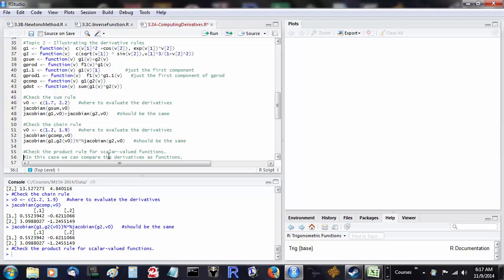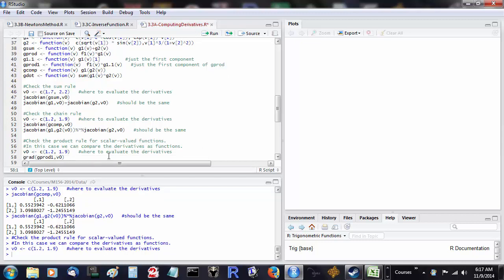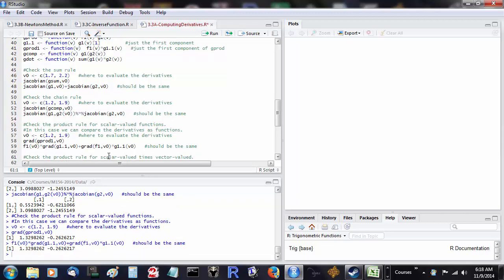First, let's try the product rule in the case where you are going to be proving it, where both functions are scalar valued. Pick an evaluation point. The function that we got by multiplying two scalar functions together was called gprod1, and there is its gradient, or if you want to read it as a row, its Jacobian matrix. The product rule says f1 times the derivative of g1.1 plus the derivative of f1 times g1.1. Basically the same rule as in single variable calculus, and it gives us the same answer.